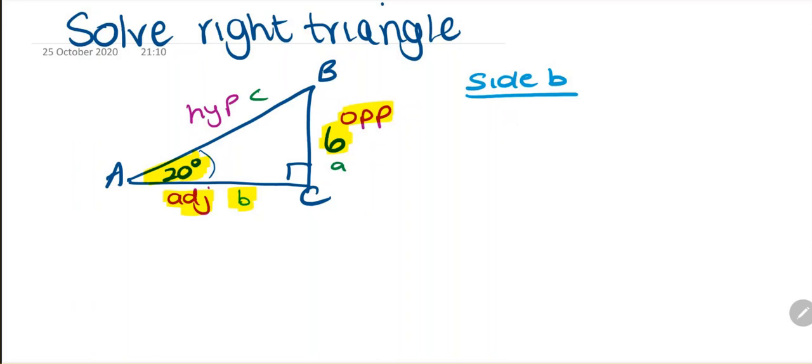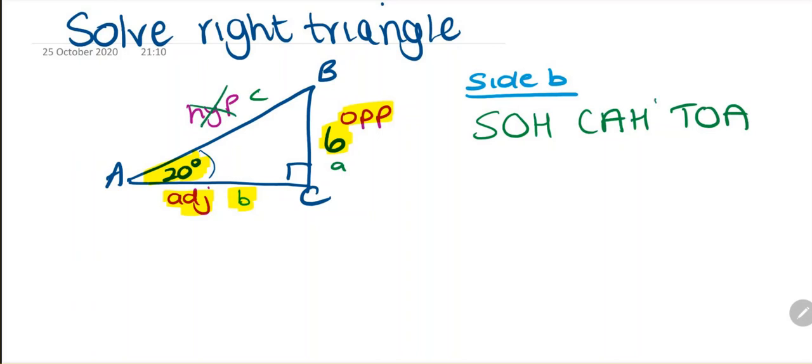Now, if you're not sure, what you can do is write SOH CAH TOA, and look at what you don't need. Now, we don't need hypotenuse, so anything with an H, we can cross out. So it means I need to use tangent.